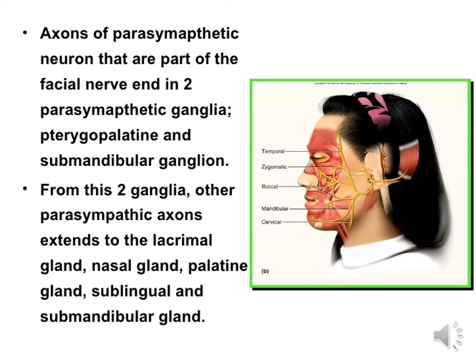The axons of parasympathetic neurons that are part of the facial nerve end in two parasympathetic ganglia. The first is called the pterygopalatine ganglion, and the second is called the submandibular ganglion. From these two ganglia, other parasympathetic axons extend to the lacrimal gland, nasal gland, palatine gland, sublingual gland, and submandibular salivary gland.